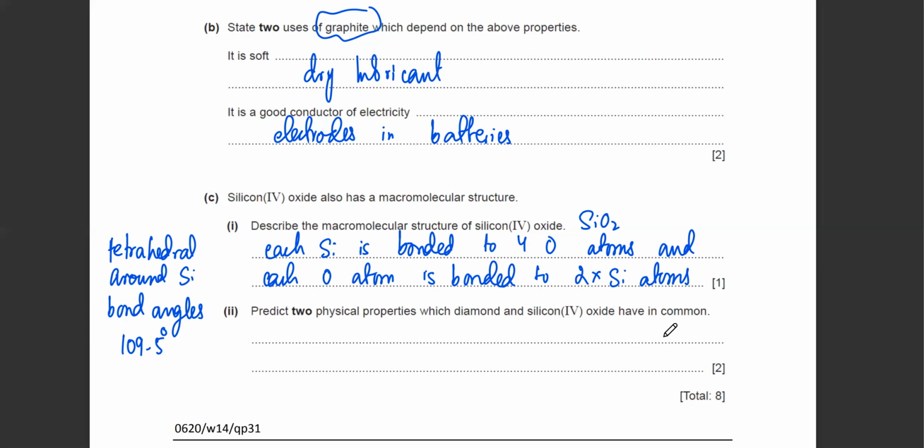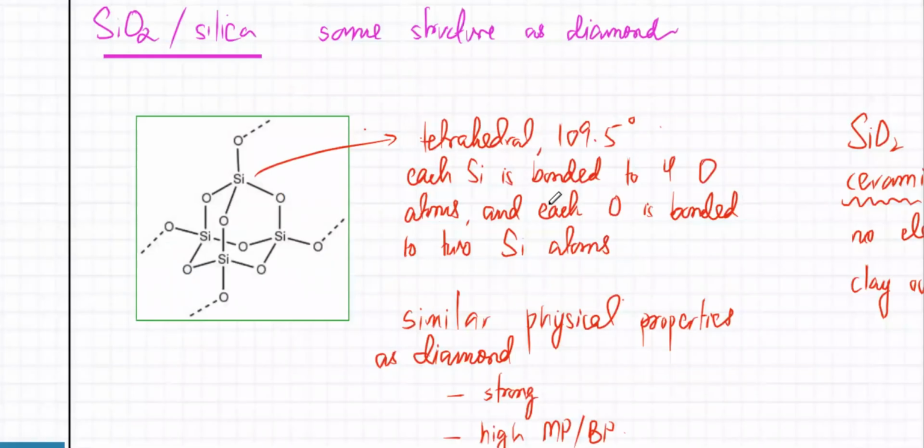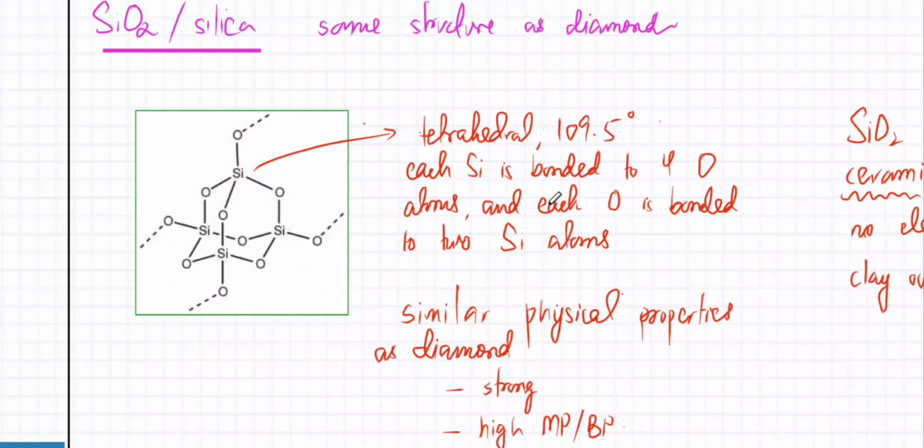Diamond and silicon(IV) oxide have almost the same structure. So what were the two physical properties that are common? They both were pyramid shaped. No, physical properties are not about that. Remember, differentiate between physical properties and the structure. Pyramid shaped is the structure. We're talking about physical properties, like melting points. Do SiO2 and diamond have high melting points or not? Yes, they have high melting points.